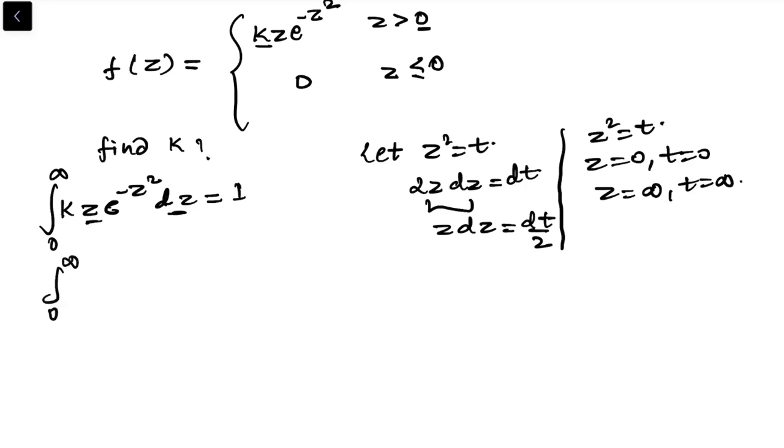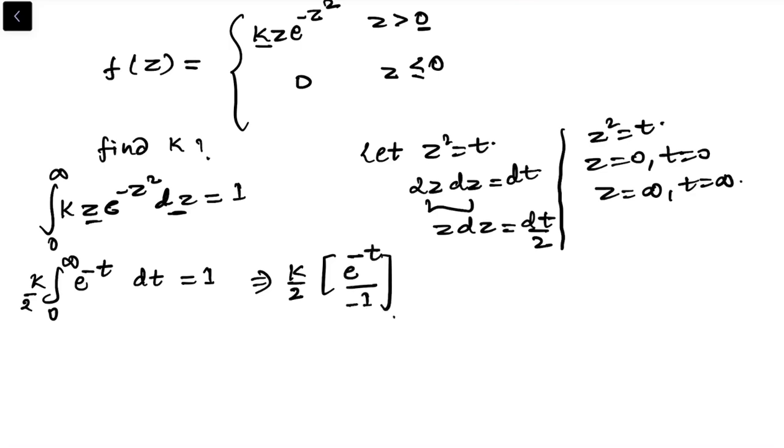Now let's put all the values. So this is simply 0 to infinity. We can bring the constant outside, and z dz is simply dt by 2. We can write 2 outside, so this is dt, and e to the power minus t, right? Okay, now k divided by 2 is outside, and the integration of e to the power minus t is simply e to the power minus t divided by minus 1. Limit is 0 to infinity. This is equals to 1.